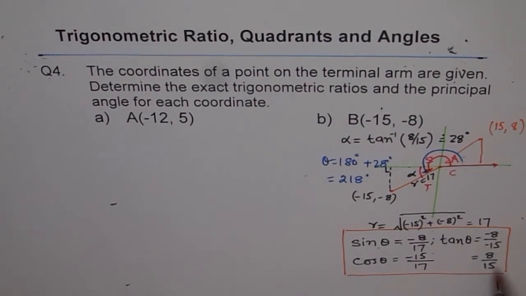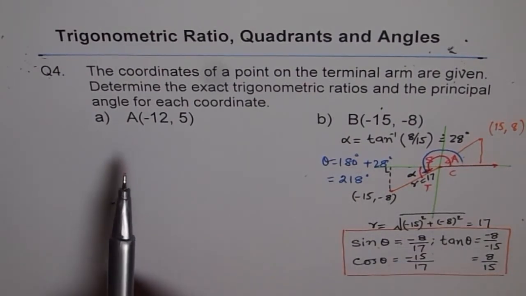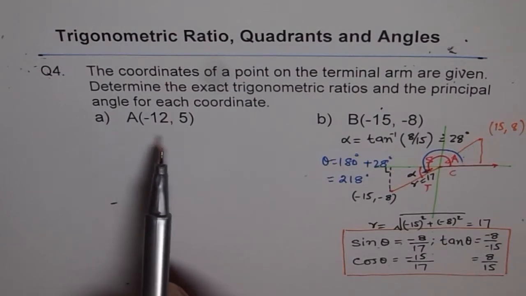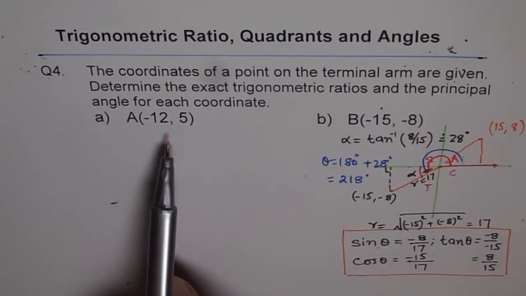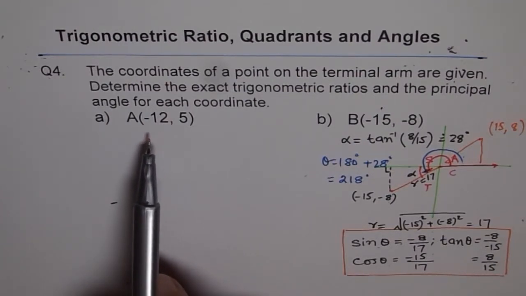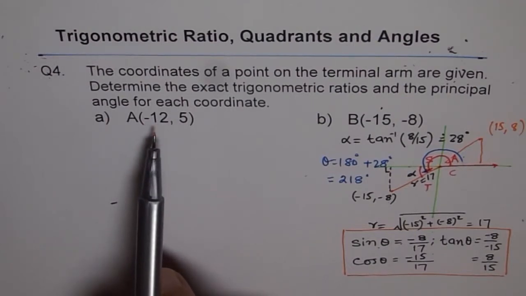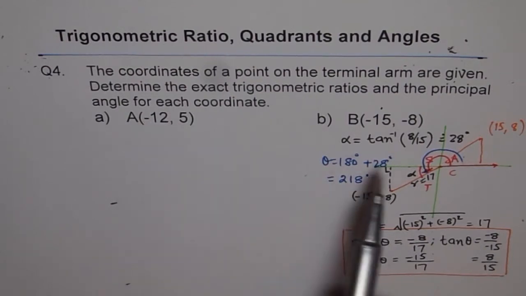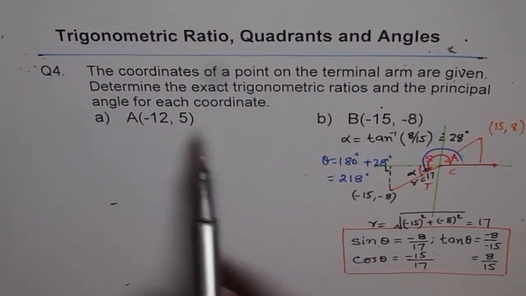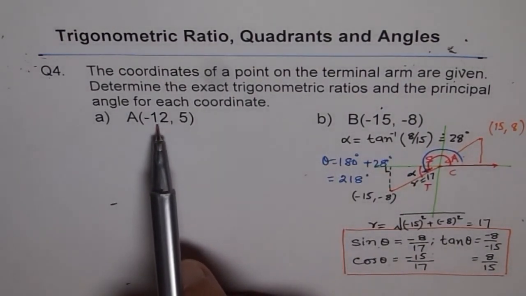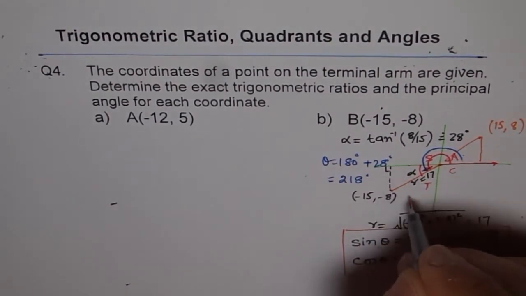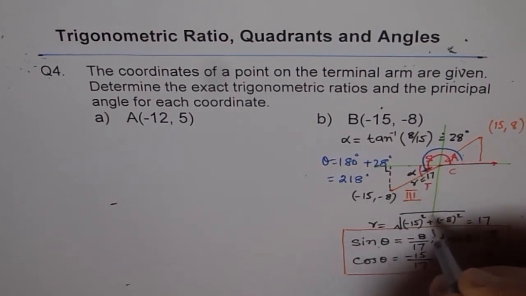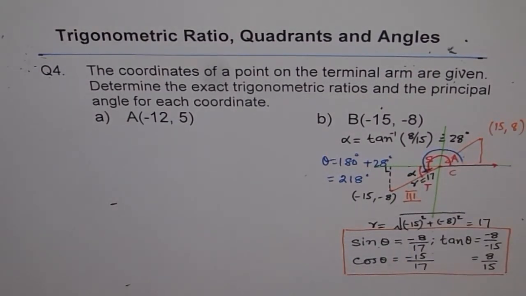So I'd like you to do the same thing here and figure out what the primary trigonometric ratios are and what the principal angle is. To start with, find in which quadrant this lies. Sketch like this. Minus 12 and 5, so it lies in the second quadrant. Sign will be positive, correct? Like that you have to do. So our point with both minus will be in quadrant 3. That is how it is to be done.